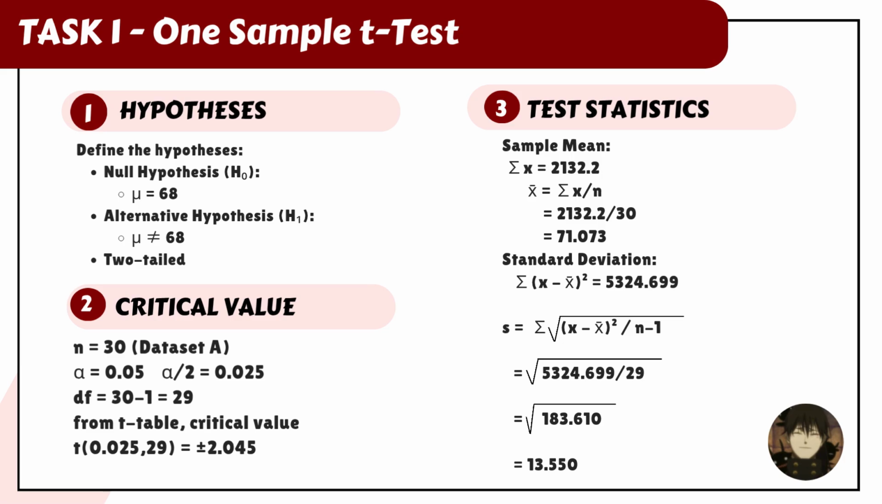For the critical value, the significance level is 0.05. Since this is a two-tailed test, we divide it by 2, giving 0.025 for each tail. The degrees of freedom are calculated as n minus 1, which is 30 minus 1, equal to 29. Based on the t-table, the critical value is plus or minus 2.045.